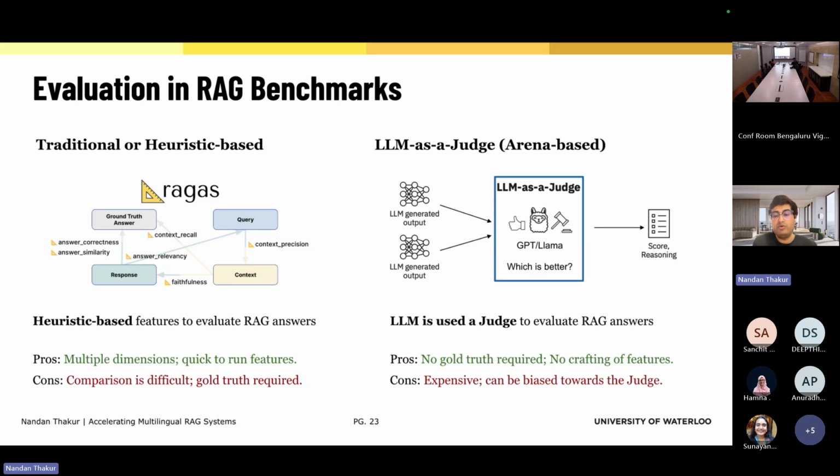On the other hand, when you use LLM as a judge, the pros are you don't really need a gold truth. You do not need to handcraft features. But certain cons are that it can be really expensive to use highly performing LLMs such as GPT-4 or GPT-4o. So it's very expensive to do that. And often there are issues with biases towards the judge and what kind of a judge you use.